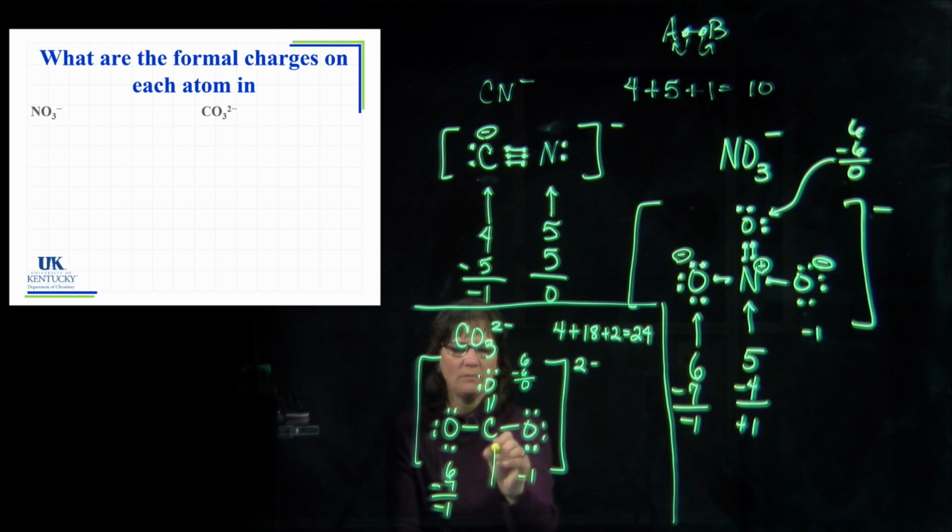Now let's do carbon. Carbon has 4 valence electrons, and we subtract, there's no lone pairs, we subtract 1 per bond, that's 4 to subtract, and that's a formal charge of 0. Now we have a -1, a 0, a -1, and a 0. Add that all up, and you've got a -2. So those are the formal charges on the atoms of this carbonate ion.